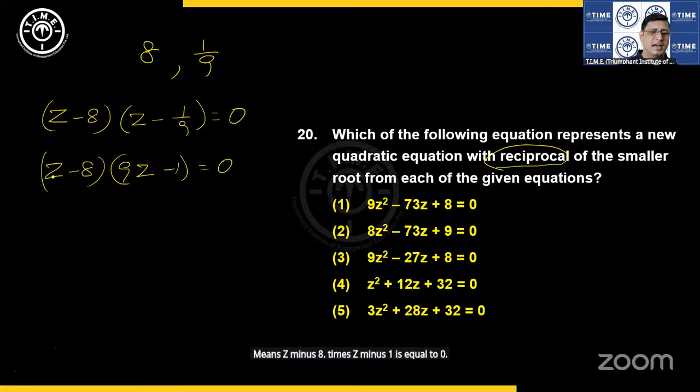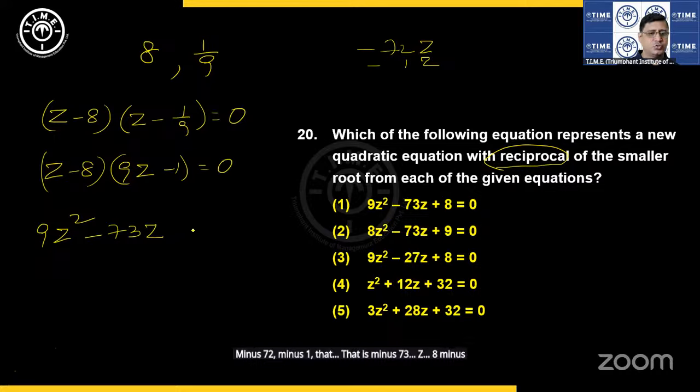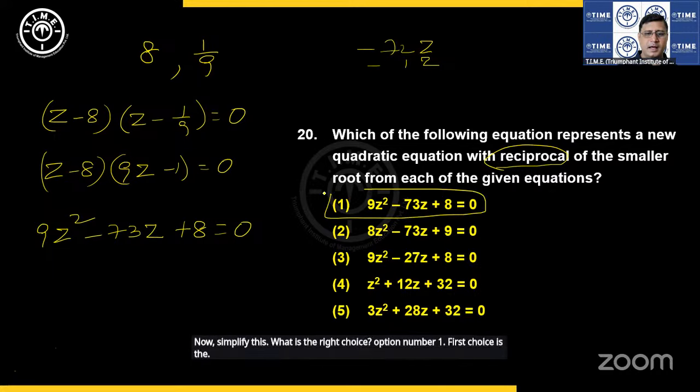Simplify. 9z into z, that is 9z square. 9 into 8, 72. 1 into z, that is 1z. 72z minus 1z, that is minus 73z. 8 into minus 1, that is a positive 8. Now simplify this. What is the right choice? Option number 1. The first choice is the right answer.